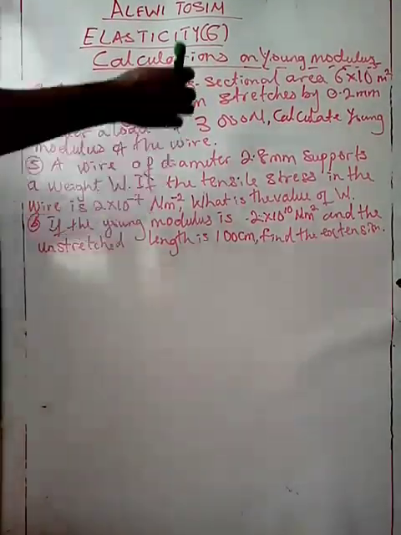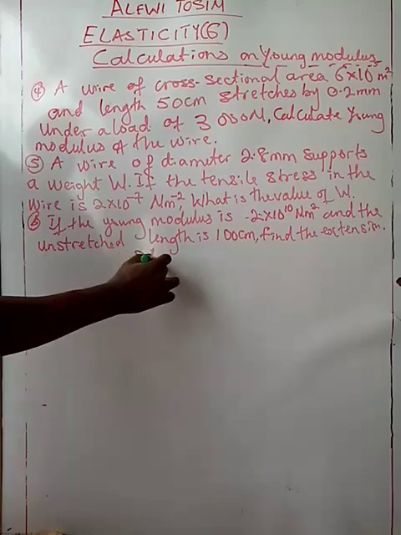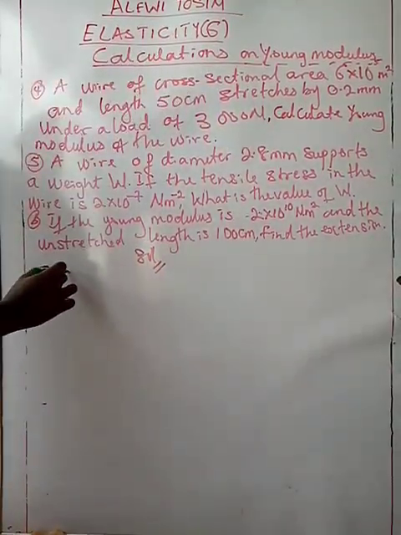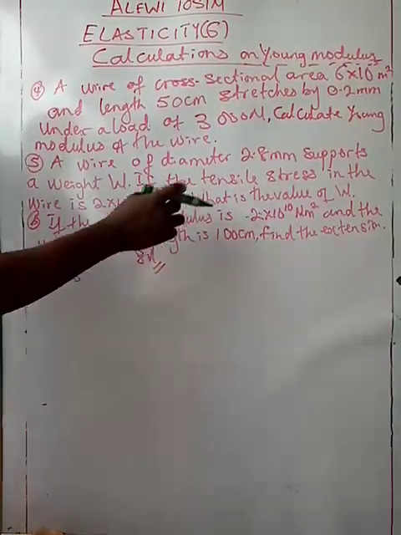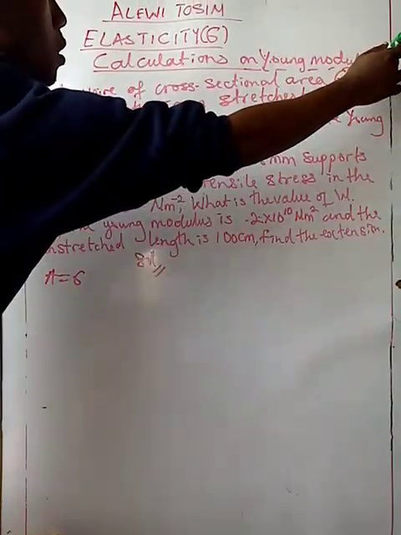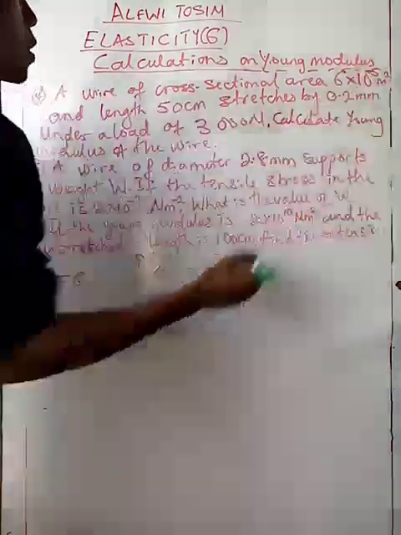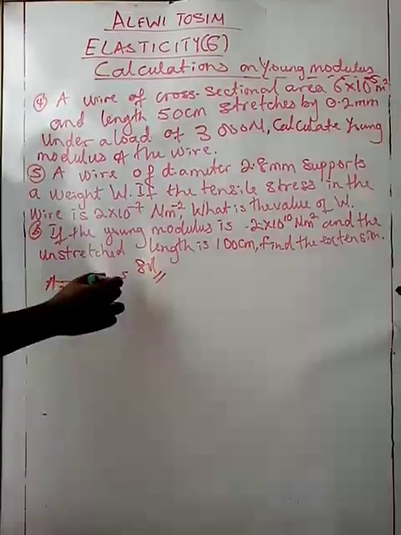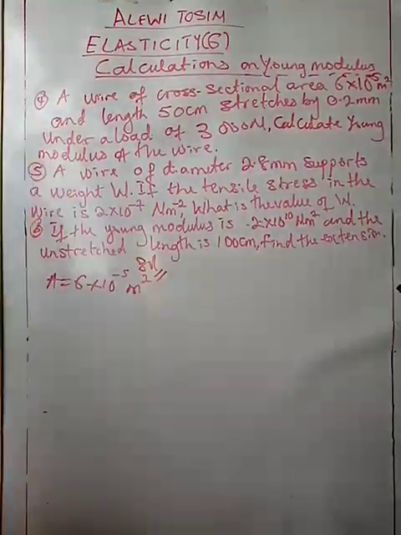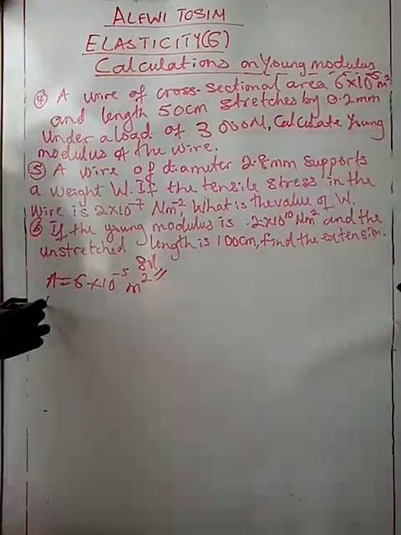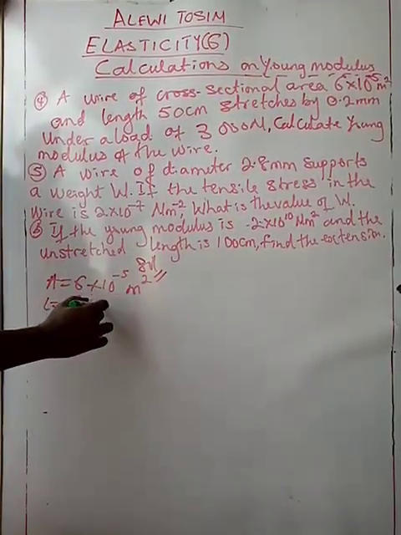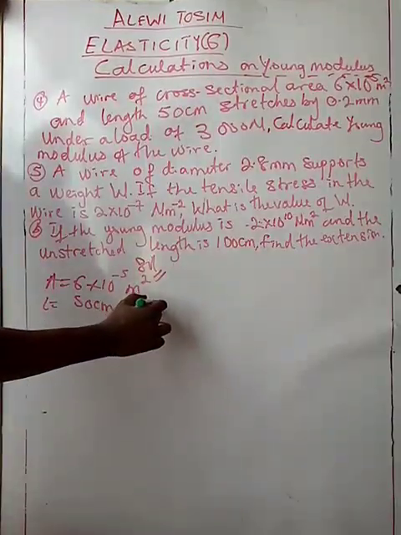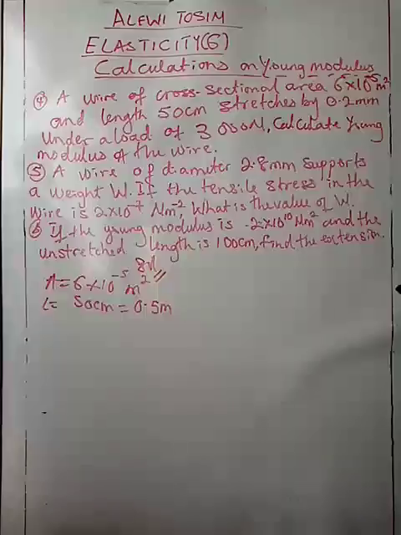A wire of cross-sectional area, that means our A is 6 times 10 raised to power minus 5 meter square. And length, that's L, is 50 centimeter, which needs to be converted to meter, and it will be 0.5 meter. That's 50 divided by 100.